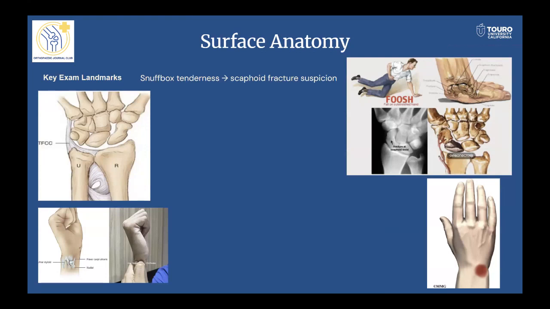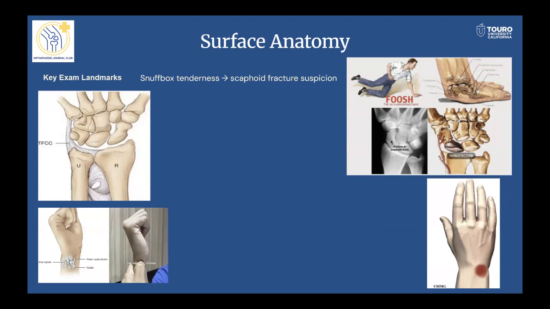So here's the classic question. If a patient falls on an outstretched hand and has tenderness here, what should you think of first? Well, the answer is scaphoid fracture. Even if the x-ray looks normal, you must treat it like a fracture until proven otherwise. Why is that the case?